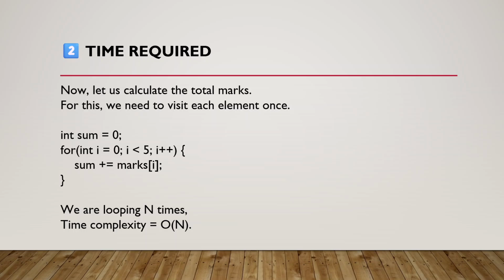Time required. Now let us calculate the total marks. For this, we need to visit each element once. Here we initialize the integer variable sum with 0 to avoid garbage values. Now iterate a for loop starting from index 0, incremented by +1, and the stop condition here is less than 5. In every iteration we are adding each mark to the sum variable.